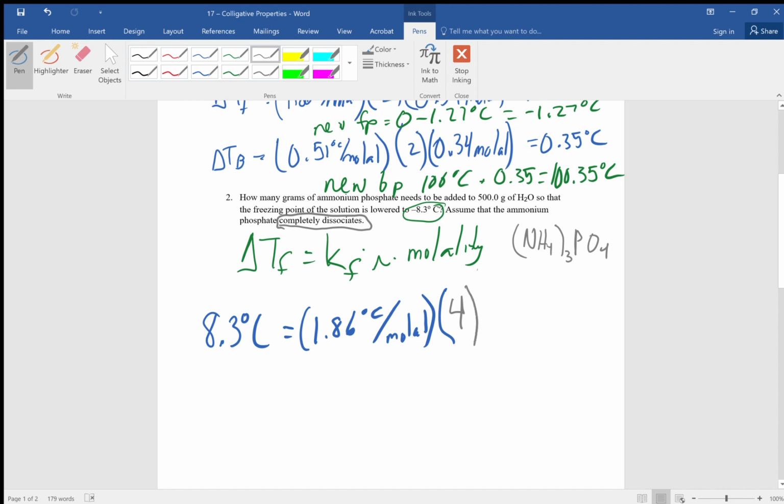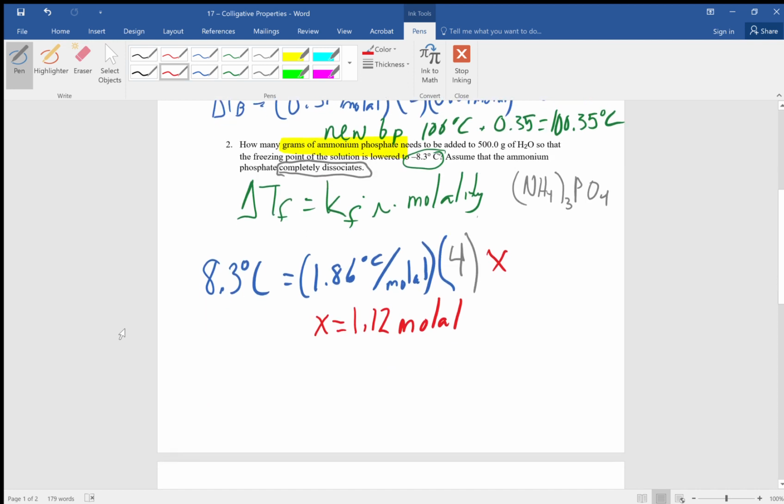What's the molality? Well, we don't know. And that's the entire point, is that we're asking how many grams do we need. So the molality here is our unknown. So we can solve this equation for x, and we get that in order to lower this solution by a total of 8.3 degrees Celsius, we need a concentration of 1.12 molal. Not done though, because this is just the molality. We're looking for the grams of ammonium phosphate.